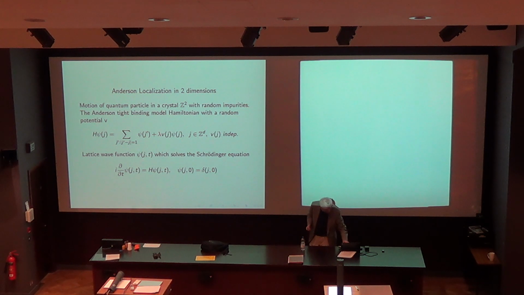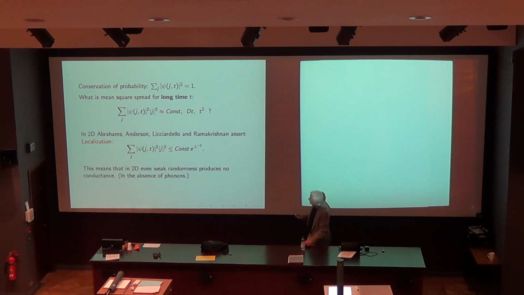And so here's what happens. This is just conservation of probability. But if I ask how fast does it spread after a long time, then it can be bounded by a constant, that's localization. It could be diffusive, like a random walk, or it could be ballistic.